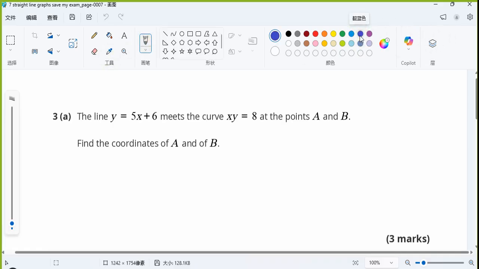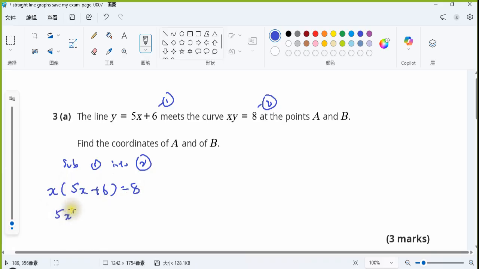Question number 3. The line y equal to 5x plus 6 meets the curve at points A and B. Find the coordinates of A and B. So this is equation 1, this is equation 2. So we sub equation 1 into equation 2. So we have x times (5x plus 6) equal to 8. Then 5x squared plus 6x minus 8 equal to 0. And then we do the factorization.